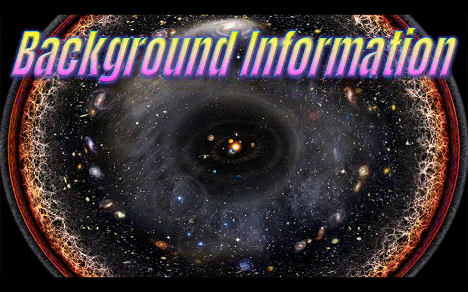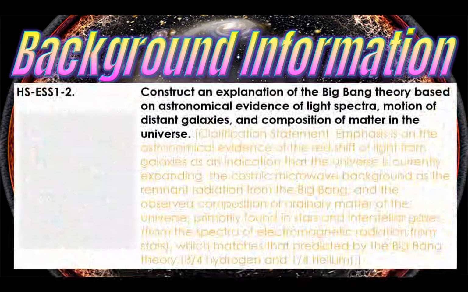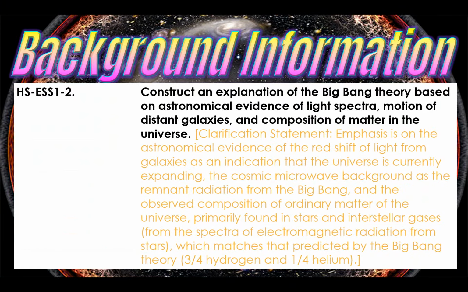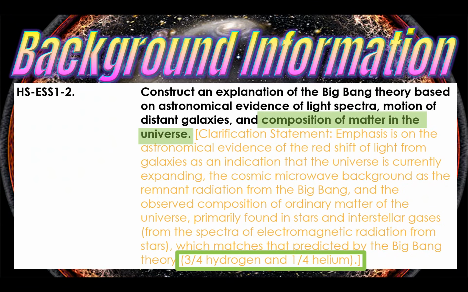So, some background information. Now, I'm going to just sort of speed run through what my students would take days to go over on their own. So we're really focusing on high school ESS 1-2 here. We're trying to understand the Big Bang based on 3 specific lines of evidence. And as we go through this modeling activity, we're going to hit on all 3 pieces of evidence here. So, we're going to start with the composition of matter in the universe.